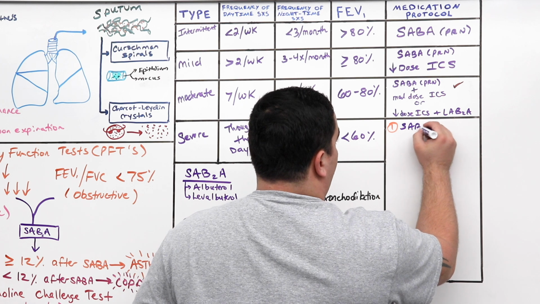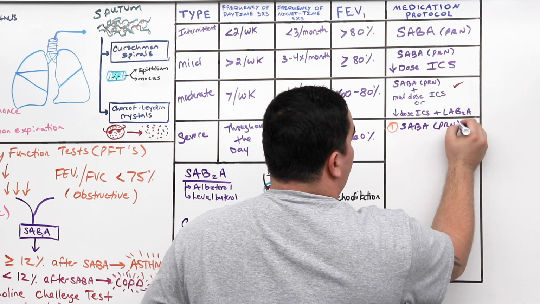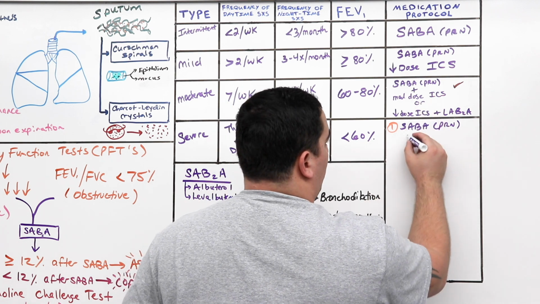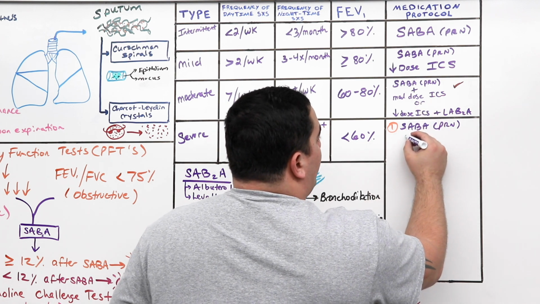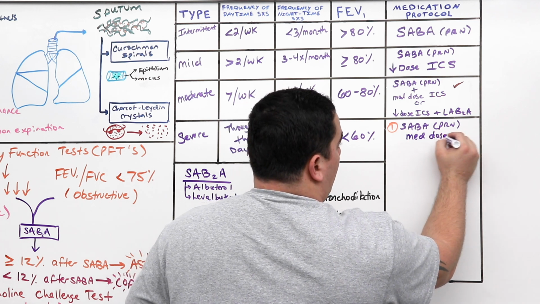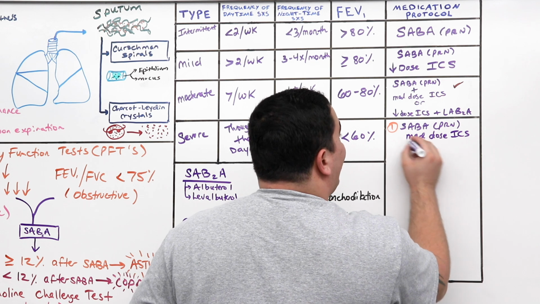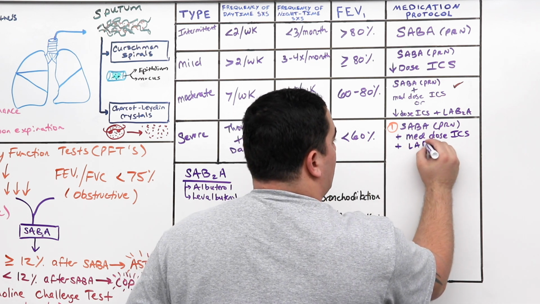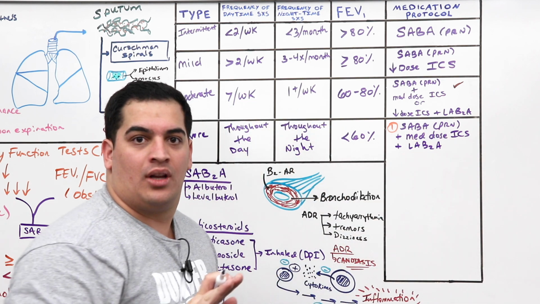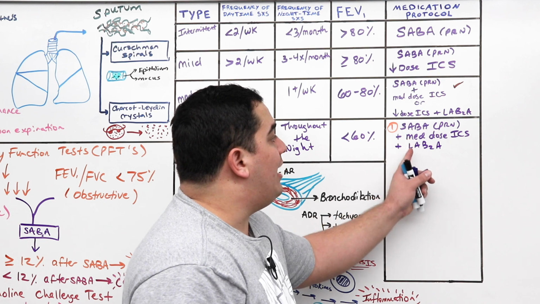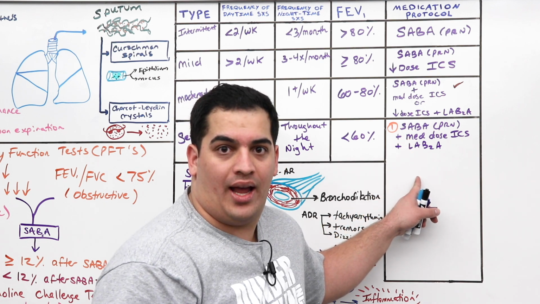SABA, PRN. What else were we giving them? A medium dose inhaled corticosteroid, right? We said that we should prefer this one. Now, if we give the medium dose inhaled corticosteroid, we can add in a LABA. So what we'll do is we'll give a SABA, PRN, we'll keep the dose at medium, and then we'll add in a LABA. Okay?